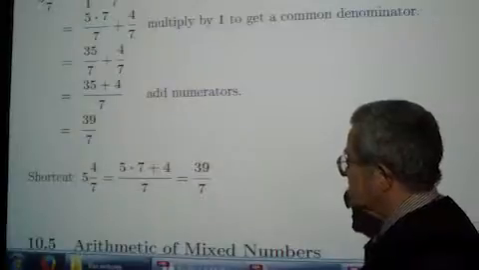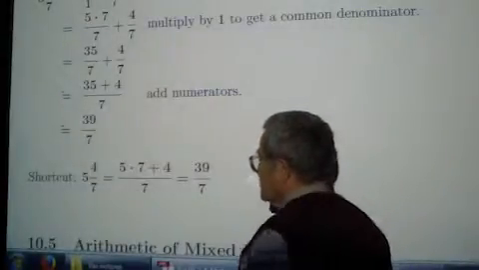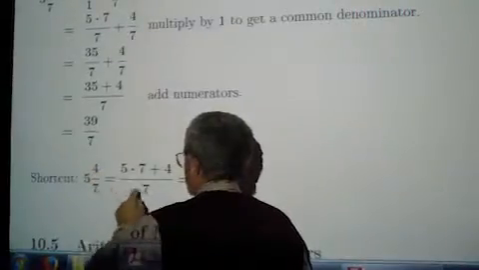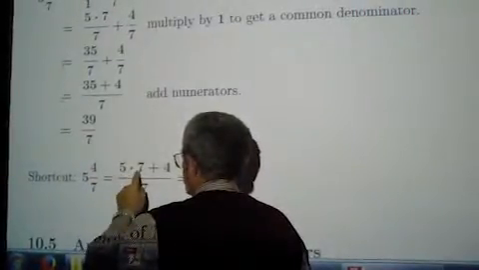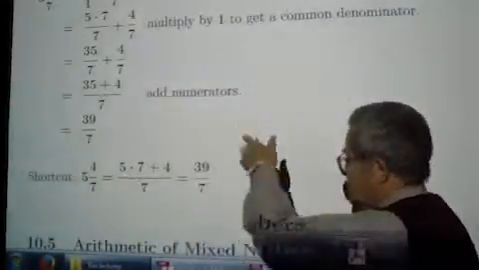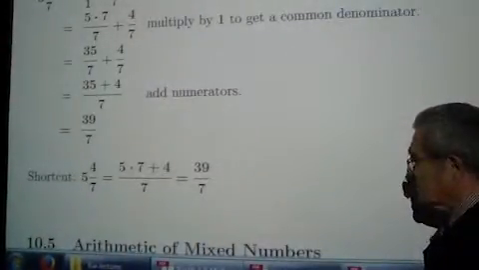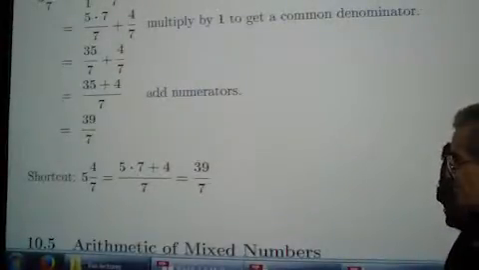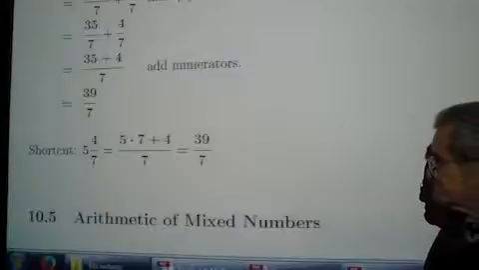The shortcut is, this is how they teach you, 7 times 5 is 35, plus 4 is 39. 7 times 5 plus 4, 39 over 7. I gave you the explanation why it works. Now let's do some arithmetic with mixed numbers.